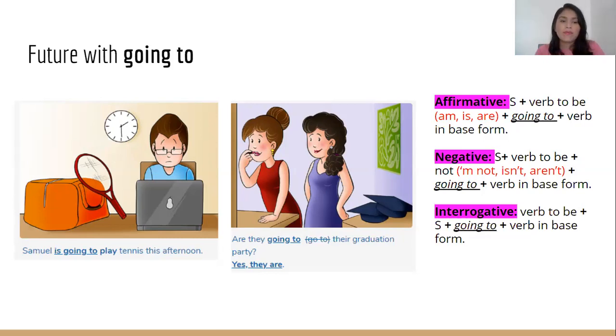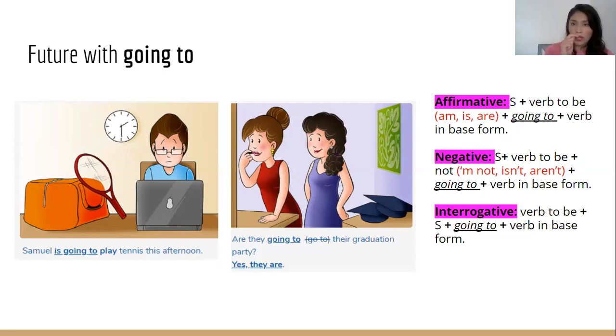For example, Samuel is going to play tennis this afternoon. What does this mean? That he already has a plan to do it. So it is something that he knows, that he is aware about. So that's why someone else is saying that he's going to. Are they going to their graduation party? In this example, if it is a yes-no question, yes, they are. Why am I using going to? Because this situation, again, is already planned.